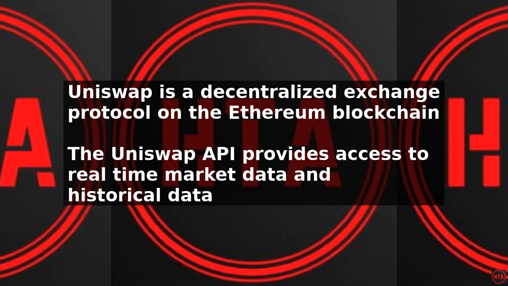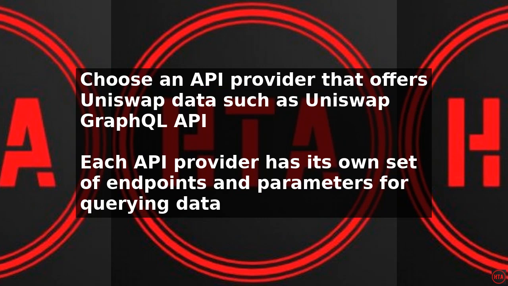First, you need to choose an API provider that offers Uniswap data, such as the Uniswap GraphQL API, or third-party APIs like CoinGecko or CoinMarketCap. Each API provider has its own set of endpoints and parameters that you can use to query the data you need. Once you have chosen an API provider, you need to obtain an API key if required. Some APIs are open and do not require an API key, while others require you to sign up for an account and obtain a key.